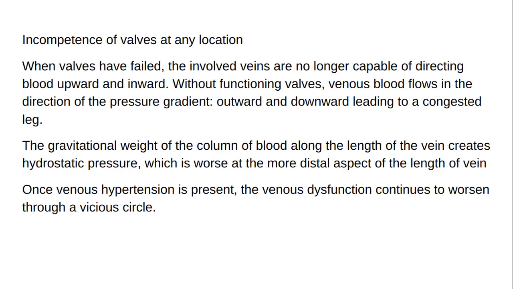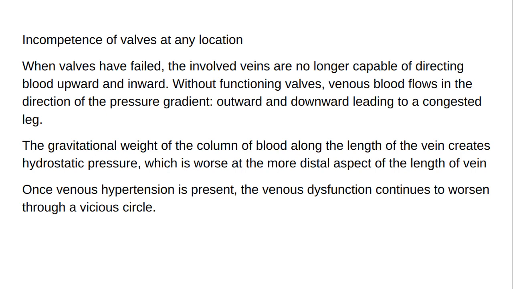The pathophysiology as to why varicose veins develop: incompetence of valves at any location, for example the greater or lesser veins, saphenofemoral junction, saphenopopliteal junction, perforators of the venous system, or the blockage of the deep veins can lead to this. High pressure within the superficial system causes local dilatation, which leads to sequential failure, through overstretching, of other nearby valves in the superficial veins. After a series of valves have failed, the involved veins are no longer capable of directing blood upward and inward. Without functioning valves, venous blood flows in the direction of the pressure gradient, outward and downward, leading to a congested leg.